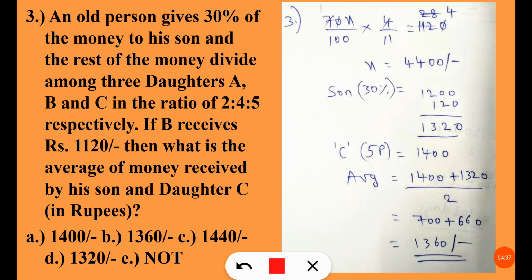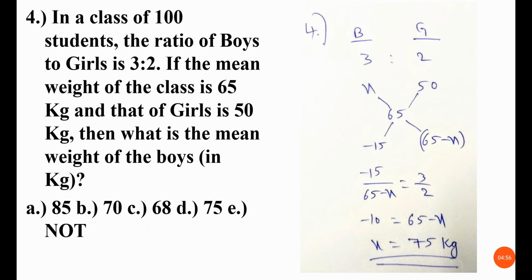Now we have to find the average of daughter C and son. 1400 plus 1320, divided by 2, equal to 1360. I hope you understood the problem. Option B is the right answer. Moving to the fourth question.